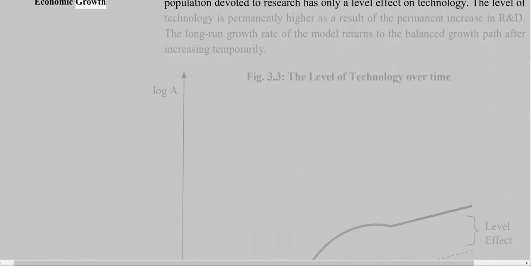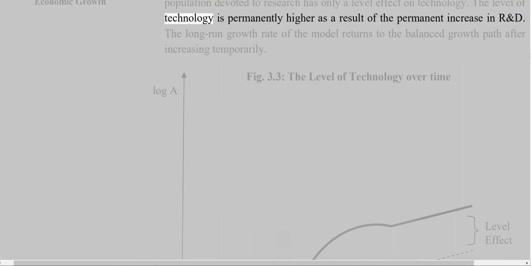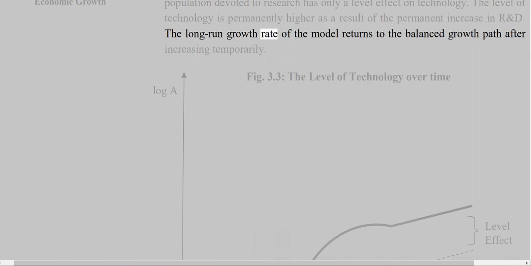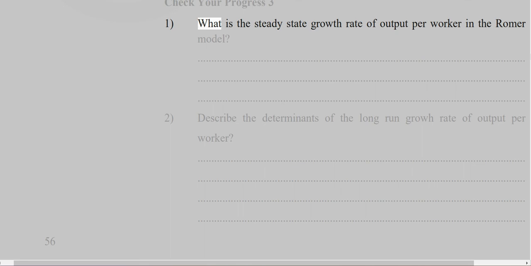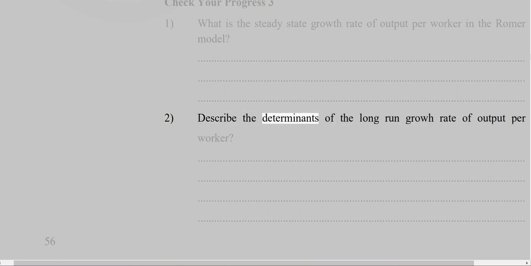Economic growth: population devoted to research has only a level effect on technology. The level of technology is permanently higher as a result of the permanent increase in R&D. The long-run growth rate of the model returns to the balanced growth path after increasing temporarily. Check your progress. 3.1. What is the steady-state growth rate of output per worker in the Romer model? 2. Describe the determinants of the long-run growth rate of output per worker.